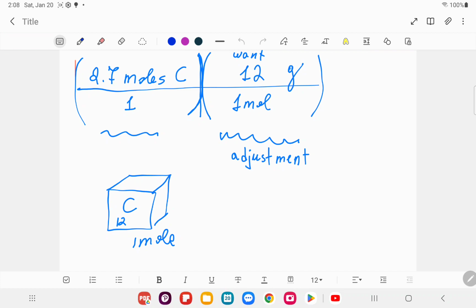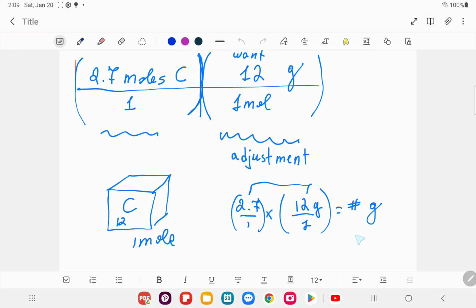So at this point, you can multiply basically 2.7 times 12. Because this means 2.7 over 1, so this is a fraction, times the other fraction, 12 grams over 1. So you multiply 2.7 times 12, and the number goes right here. So this is the number of grams that this multiplication gives you. So this means that whatever number it is, 2.7 moles of carbon, I can convert into this many grams.